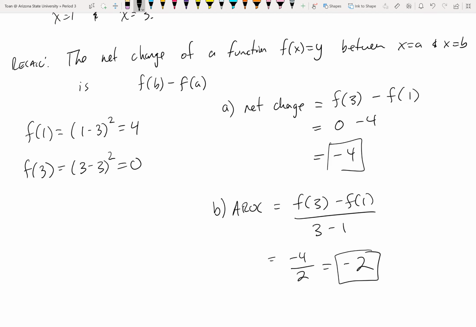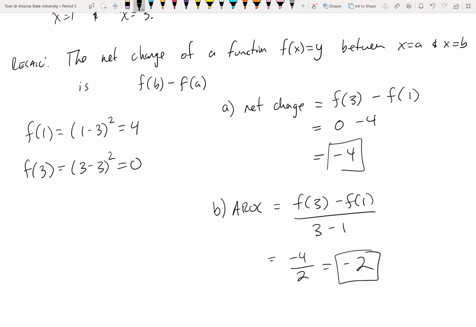Now we have to remember what AROC, or average rate of change, is. It's nothing more than slope. And we've learned since middle school, pre-algebra, that slope is rise over run. So this has some meaning. This says my slope is negative 2. On average, the original function loses 2 y values for every single x value.